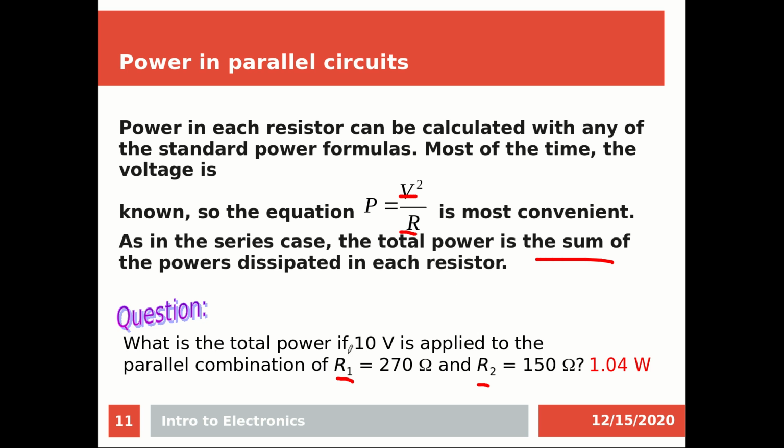Okay, so here he asked for the total power if 10 volts is applied to R1 and R2, then 10 squared over R1 plus 10 squared over the value of 150, it is equal to this value.